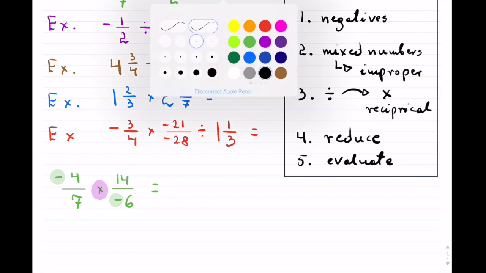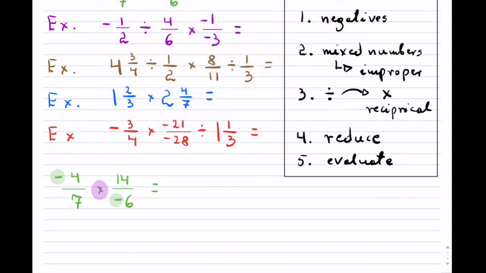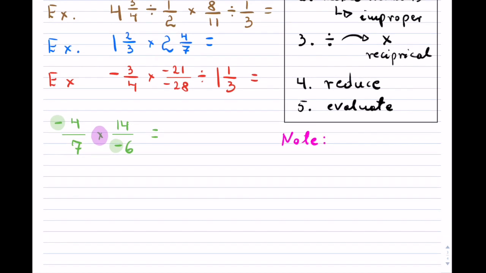So here is something that you should know as a student of fractions. So I'm going to write it as a note. And the note is, when you count your negatives, if you have an even number of negatives, your final answer is always going to be positive. And the reason for that is because a negative multiplied by a negative is a positive. Now, if you count your negatives and it turns out that you have an odd number of negatives, then your final answer is negative.